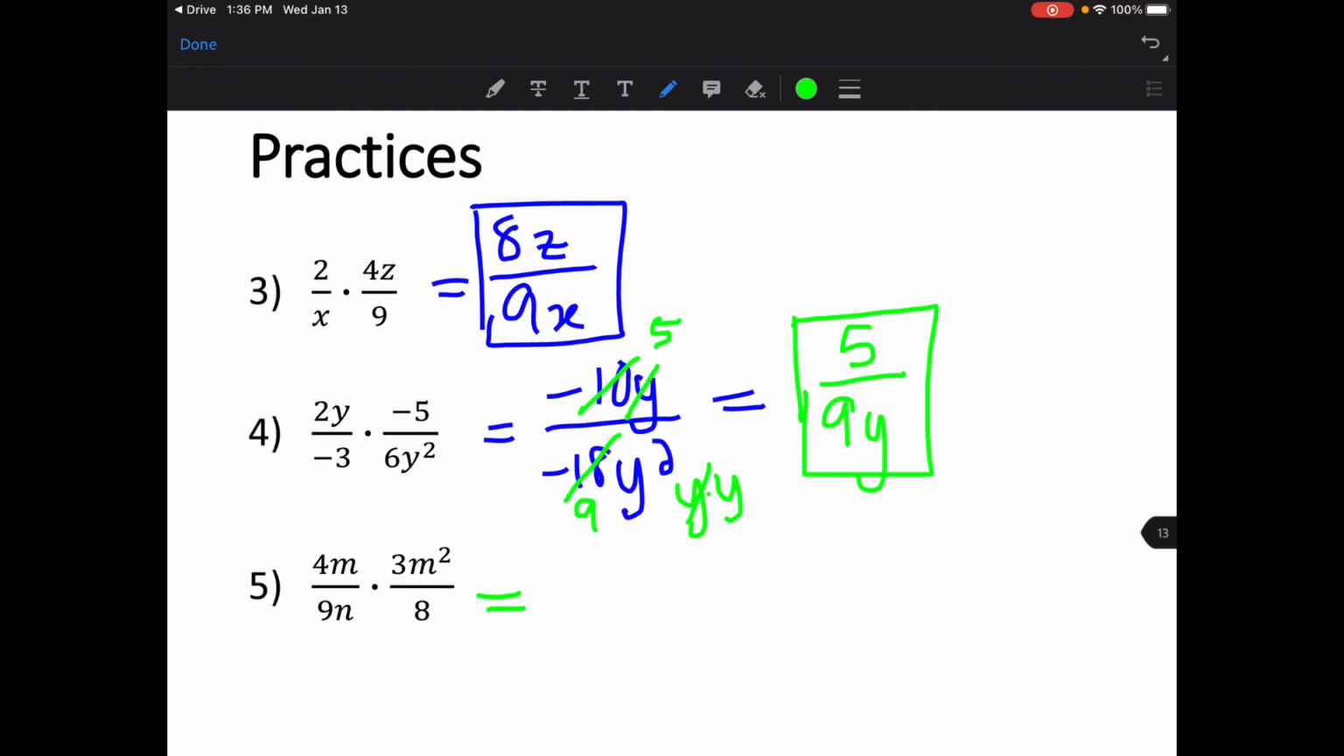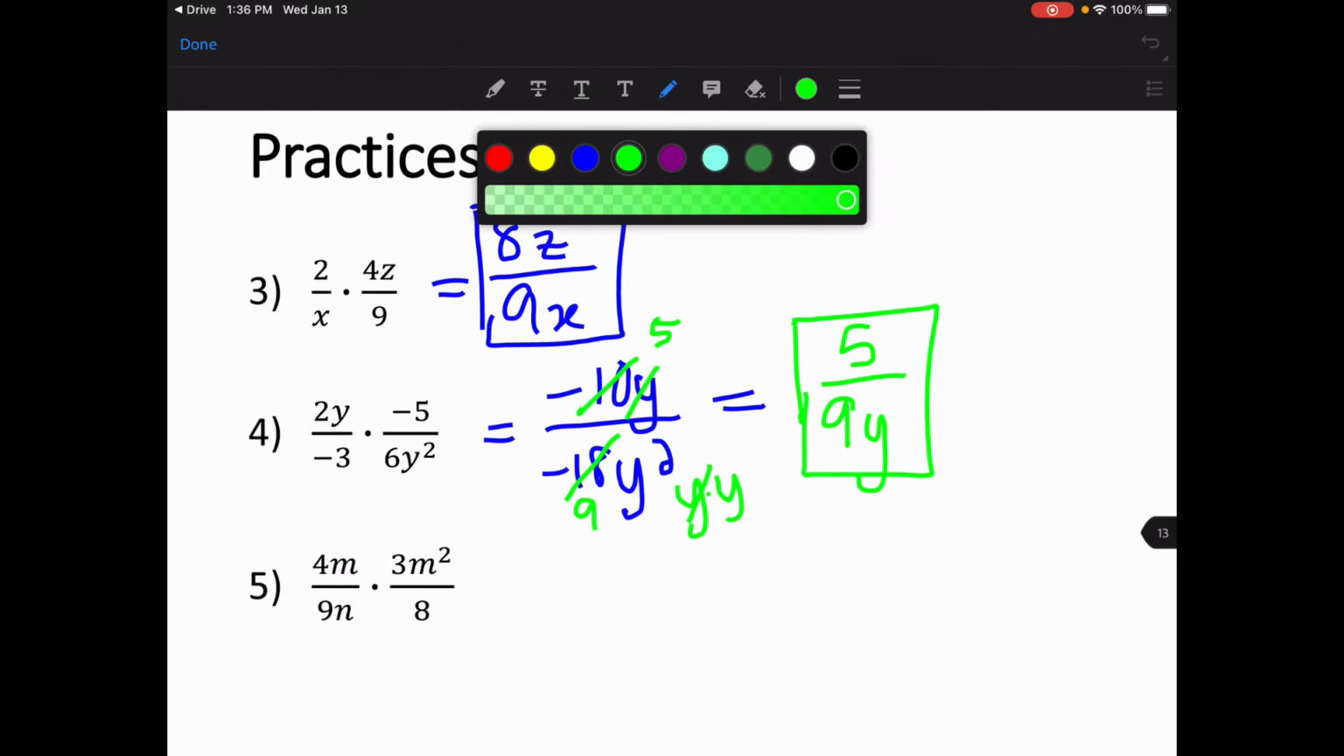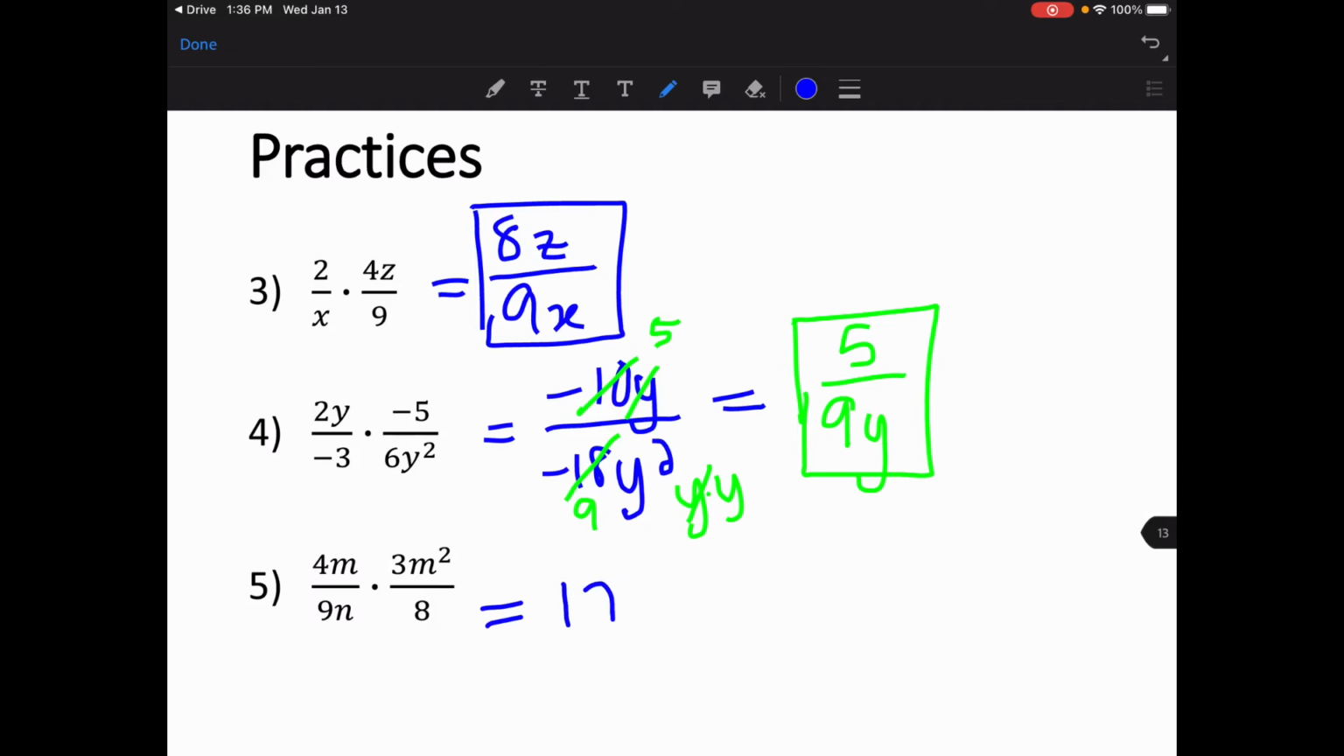Alright, last practice example. I have 4m over 9n times 3m squared over 8. We're going to multiply our numerators together. 4 times 3 is 12. Let me go back and choose the same color as we did earlier. So 4 times 3 is 12, m times m squared. So that is the same as m times m squared.